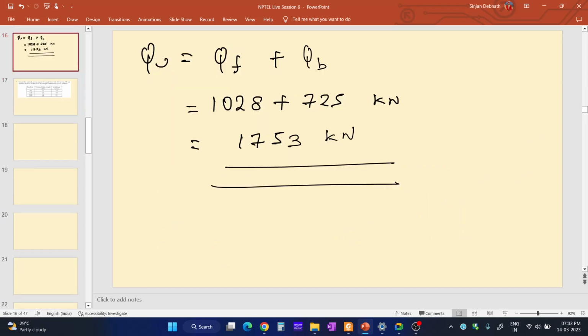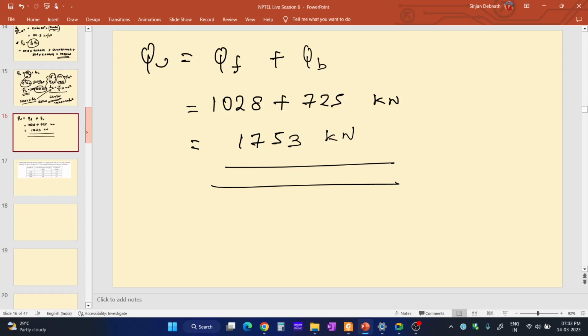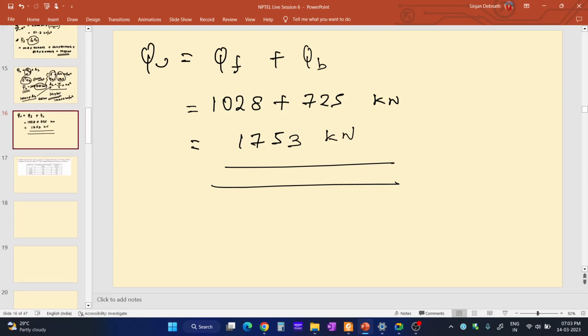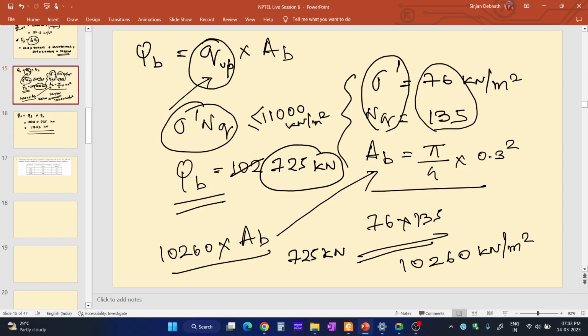Please let me know if you have any doubt in this question. Please let me know if you have understood or not. If you have any doubt, please let me know, or else I'll proceed to the next question. Previous slide? Okay. Which slide? Have you understood this problem? Just the previous slide, sir. Oh, this one.